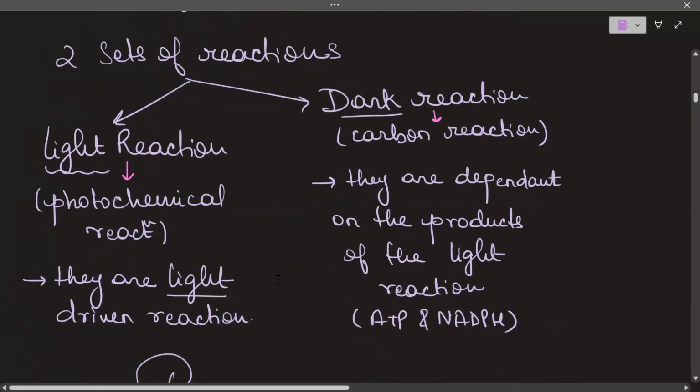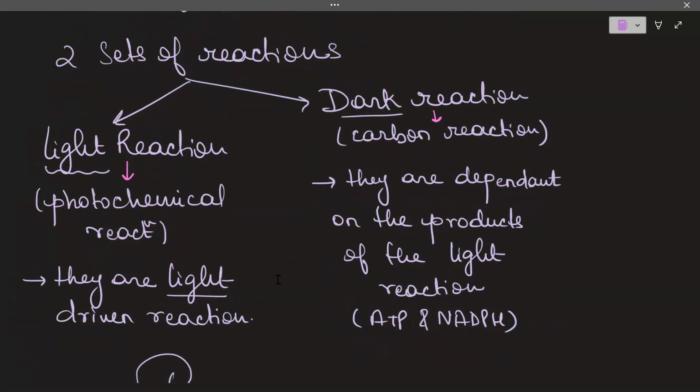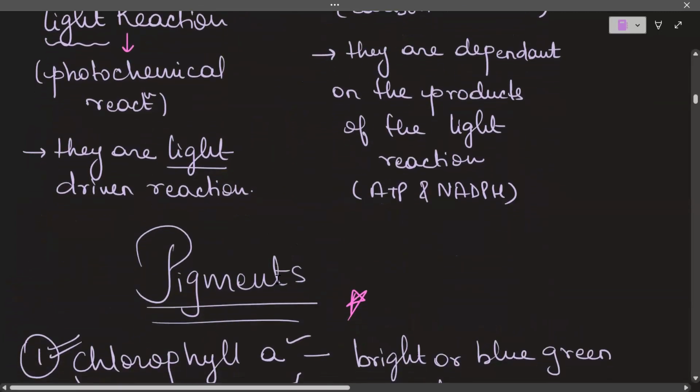Now talking about the light reaction, it is also called the photochemical reaction. Why? Because they happen in the presence of light. They are light-driven reactions. So the other name is photochemical reaction.